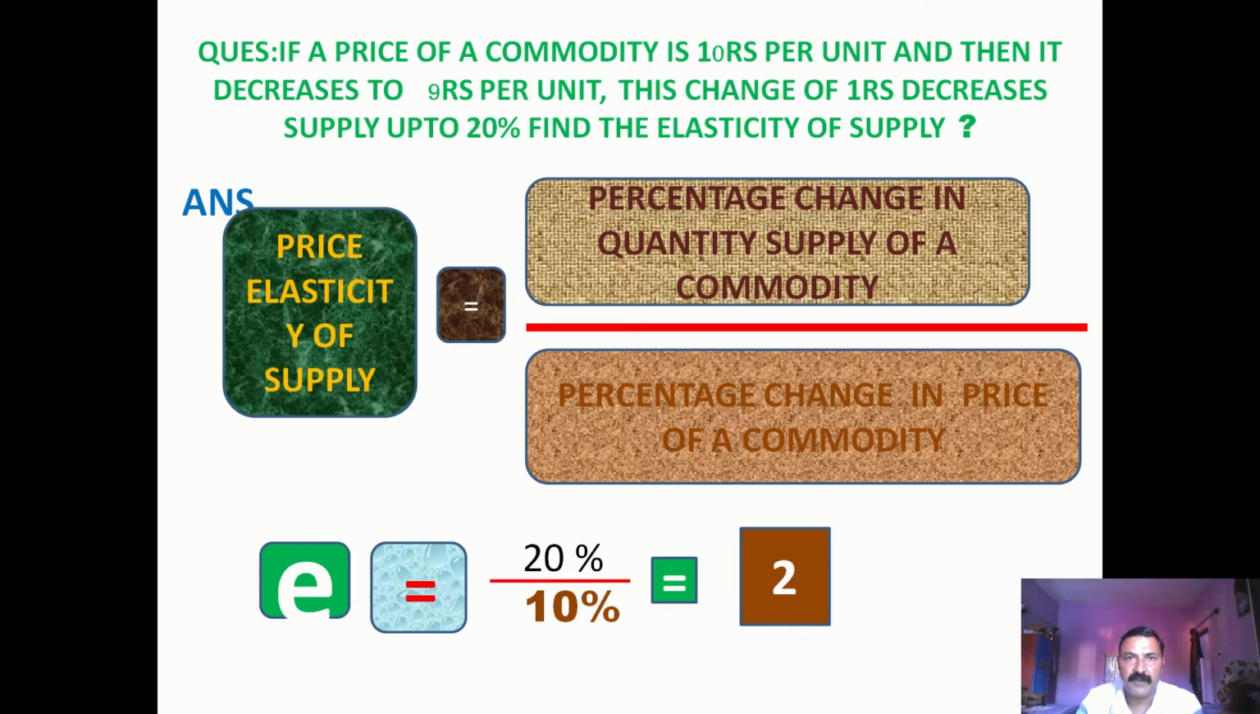And how will we find the percentage change? 1 upon 10. You should write below the initial price, 10 rupees. So we will find it easily: percentage change is 1 upon 10 into 100. You will get the percentage change in price also. So 1 upon 10 into 100 gives 10%. Now we put the values: 20% upon 10% gives 2 as the elasticity of supply. The supply is elastic, greater than one.